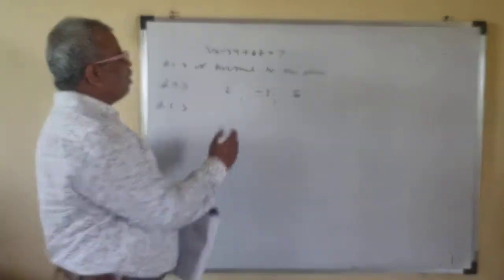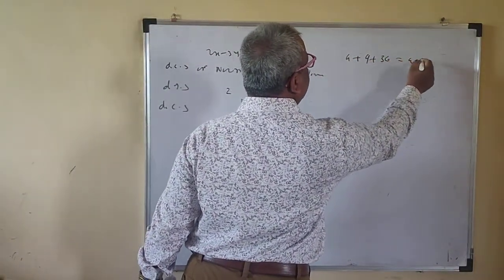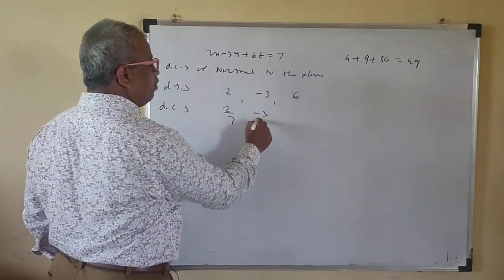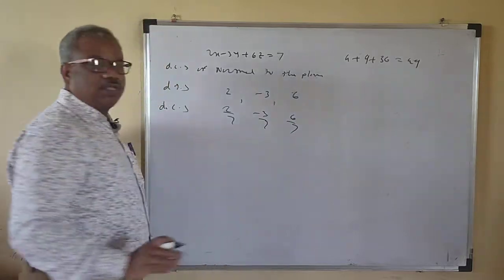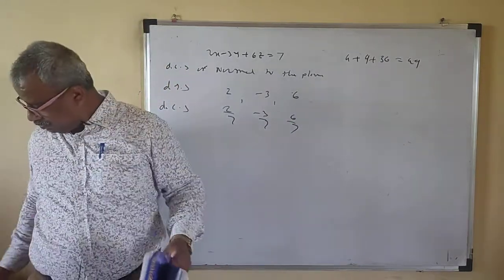Now we take the sum of the squares. So this is 4 + 9 + 36, which is 49. We have to take the root of that, which is 7. So 2/7, -3/7, 6/7 are the direction cosines.